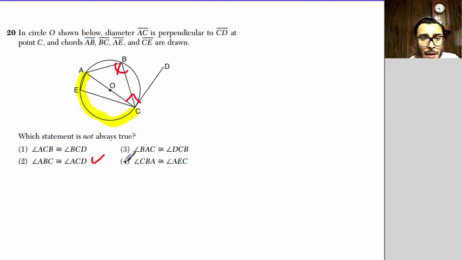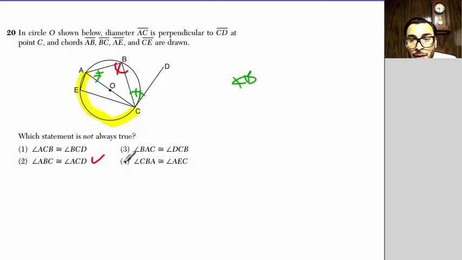Look at choice 3. Angle BAC, that's this guy here. Let's use a different color, let's use green. Angle BAC is congruent to angle DCB. Well, angle DCB is right over here. Is that going to be true? Yes, it will always be true. I'll explain to you why.